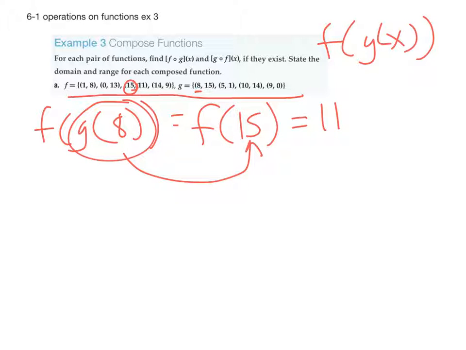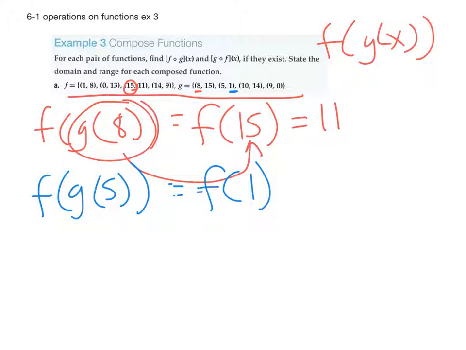So let's do the next composition. I'm going to use another color. So if I go f, and the next g of 5, because that's the next x coordinate, g of 5 equals 1. So f of 1, if you look at the next function right here, gives us 8. So we get our answer of 8.